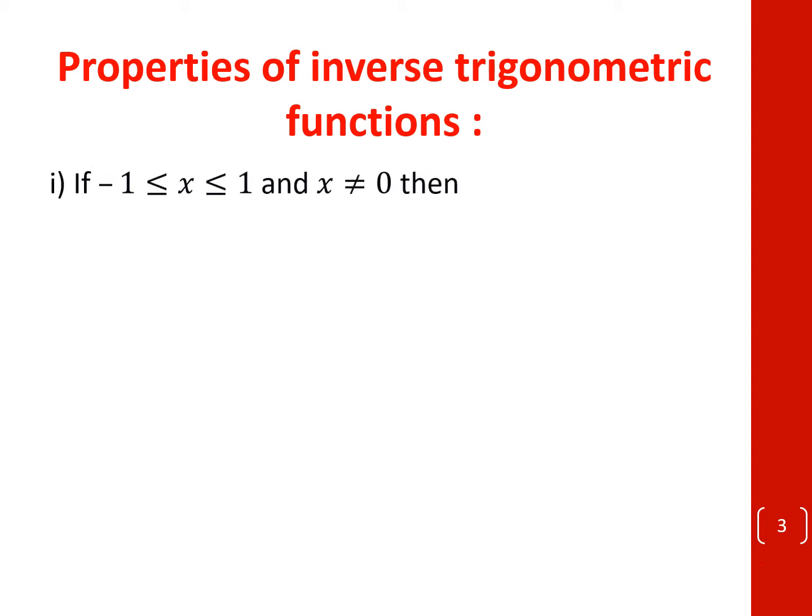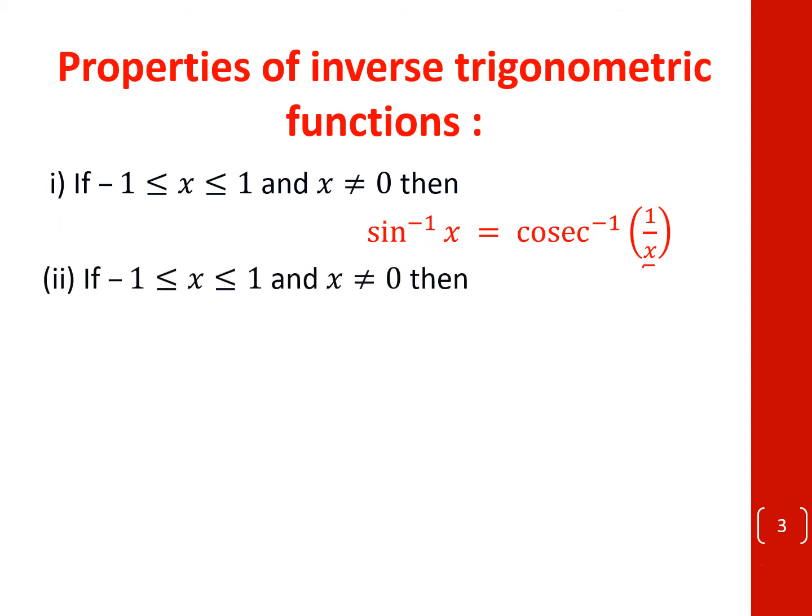First property, if -1 ≤ x ≤ 1 and x ≠ 0, then sin⁻¹x = cosec⁻¹(1/x). Second property, if -1 ≤ x ≤ 1 and x ≠ 0, then cos⁻¹x = sec⁻¹(1/x).